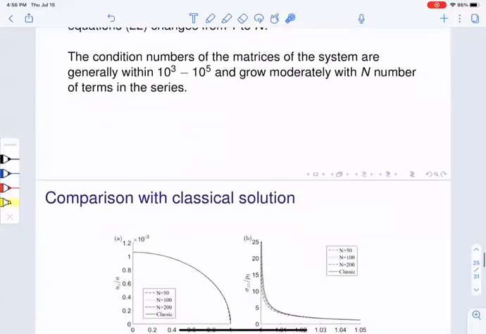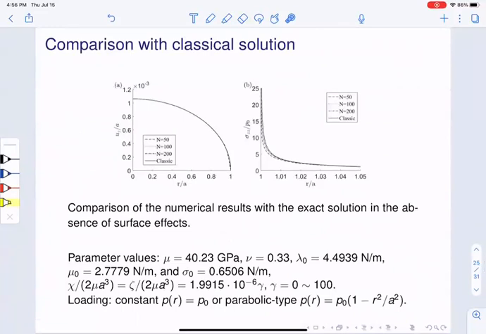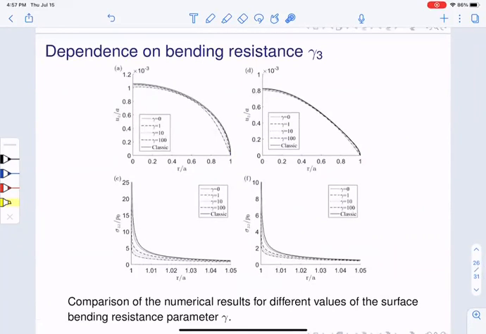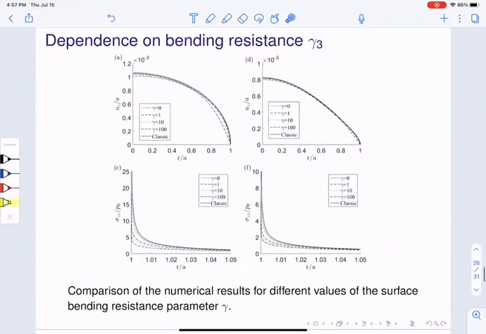So, some comparisons with classical solutions. The solid line here is the classical solution. The other lines are my solutions for various n, and you can see that there is nice convergence to classical solutions. Another noticeable thing in this theory is that there is size dependence in this problem. That's another deviation from classical theory. In classical linear elasticity, you do not have size dependence. Once you introduce surface energy, you get size dependence in your problem.